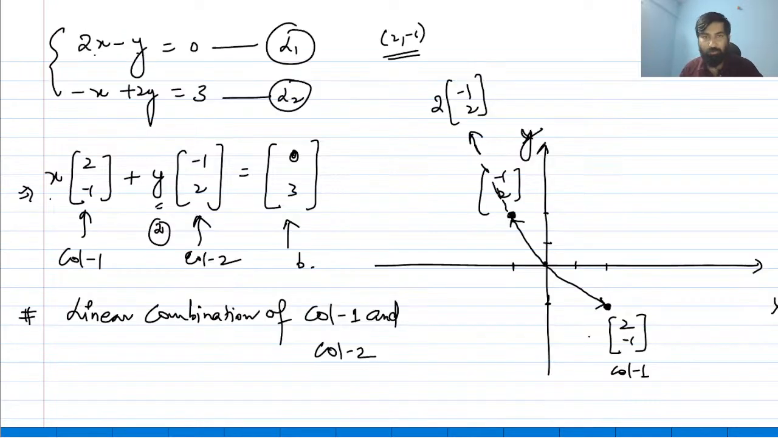So after all, we have to add these two vectors. One vector is this, one vector is this. So what you will do? You have to take this tail of the vector and put it here. So you can add these two vectors then. Yes, like this. So this will be the resultant vector, that is 0 and 3. Okay, this is how we add two vectors.